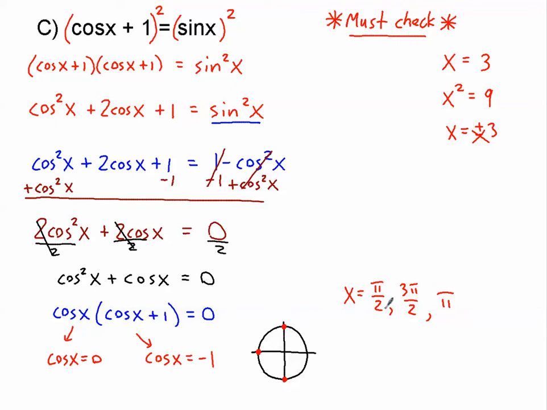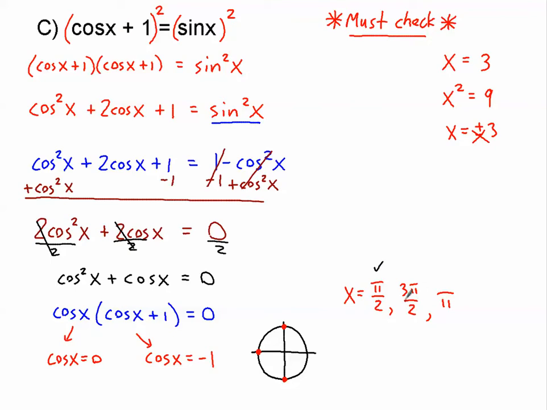Let's start with pi over 2. I want to know what the cosine of pi over 2 is. The cosine of pi over 2 is 0. And 0 plus 1 makes this side of the equation 1. Sine of pi over 2 is equal to 1. So therefore 1 equals 1, and we have it.